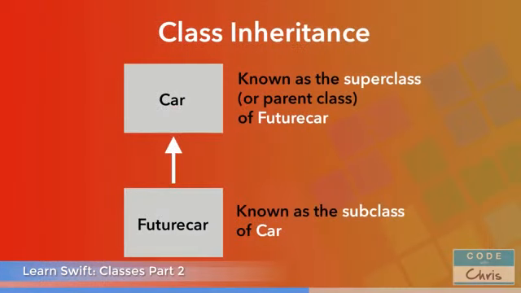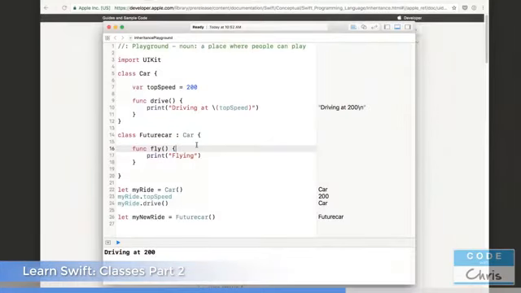In this sort of relationship, we have Car at the top, and we have FutureCar at the bottom inheriting all of the properties and the functions from the Car class. In this case, FutureCar would be called a subclass of Car, and Car would be called the superclass of FutureCar. Some people might call it the parent class. So Car is the superclass or the parent class, or maybe simply the parent of FutureCar. Let's go back to our playground and take a look at what this means for our code here.